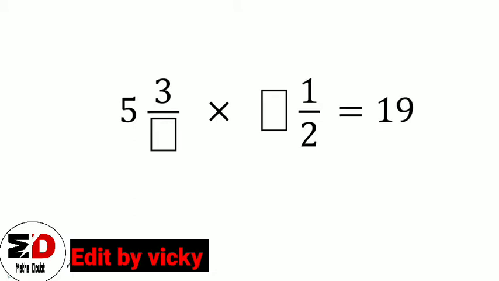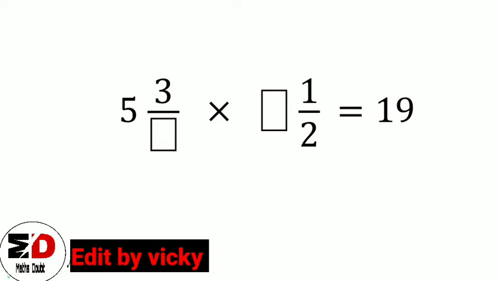5 and 3 over some number multiplied by another number and 1/2 is equal to 19. Solve for the two numbers. Here's an equivalent way of stating the problem.